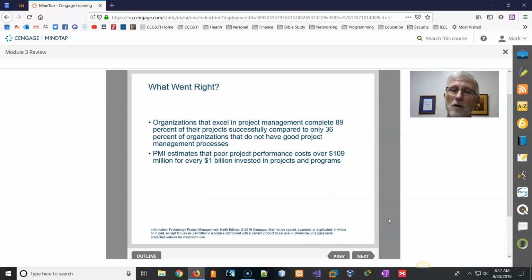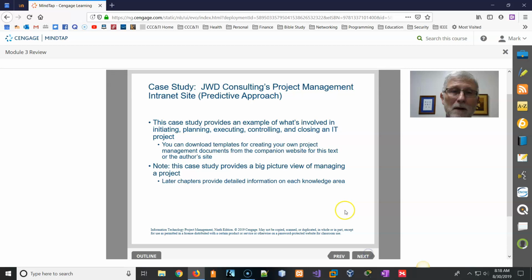Now, sometimes things do go right. Organizations that excel in project management complete 89% of their projects successfully. To, if I don't do project management well, only 30% of the projects have good results. Now, is there a cost to that? Yeah. Poor project performance costs $109 million for every $1 billion. So that's over 10% of your money lost to poor project performance if you don't have good project management.